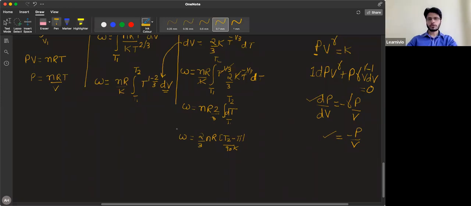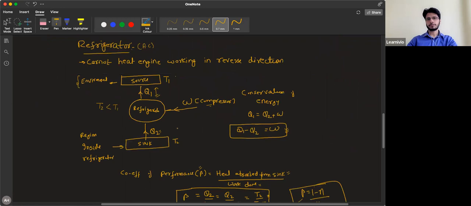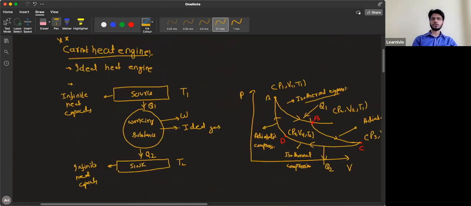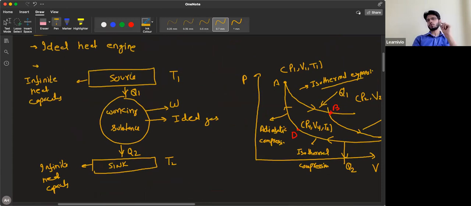Okay, so now let's move on to the Carnot heat engine. See, every heat engine has three essential parts. One is the source. Source is the place where the burning of the fuel happens. You can take any engine. If you take the engine of a car, then source means the fuel tank. Fuel burns in the fuel tank, so that is the source of the engine.